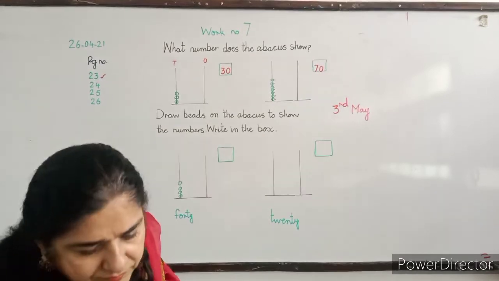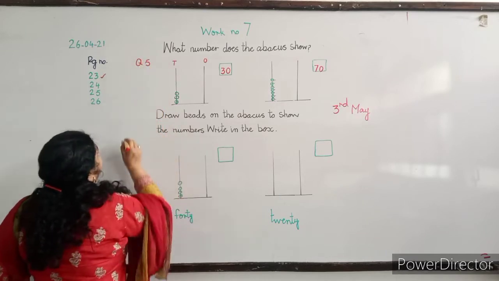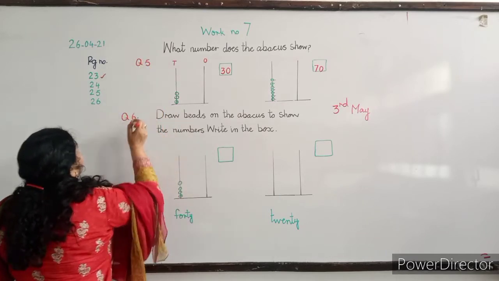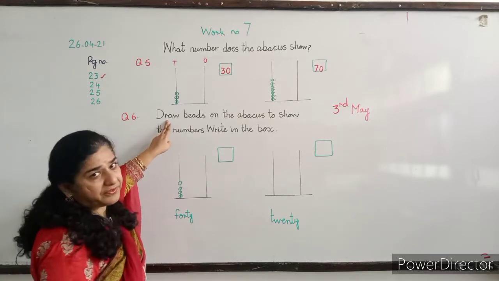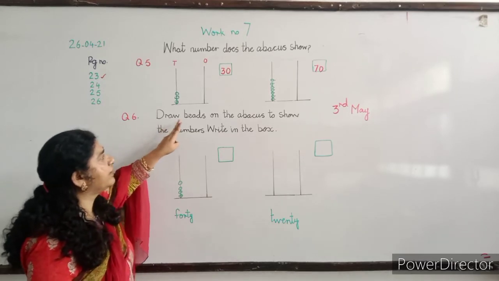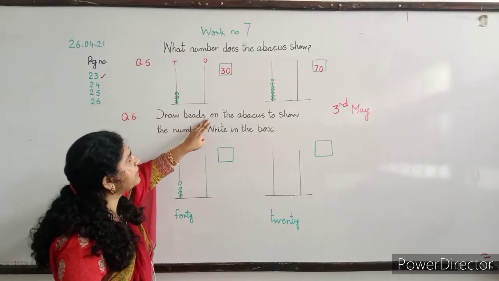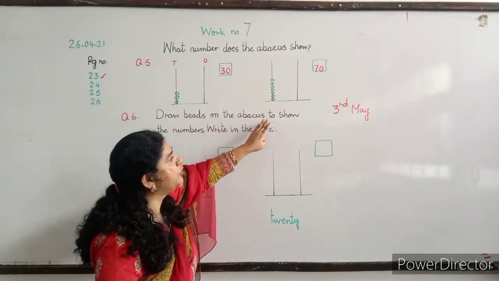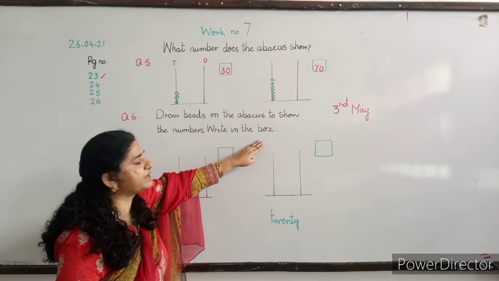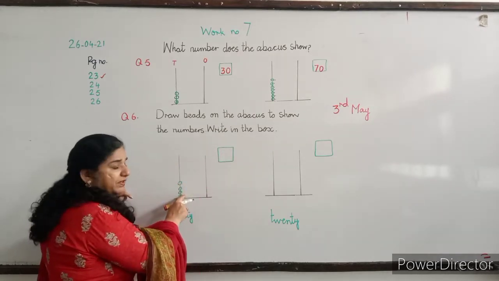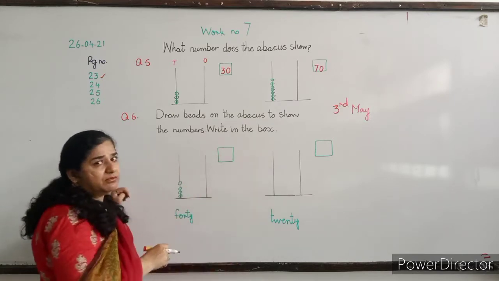That was question number 5. And now it is question number 6. Right? So look here. What is the question? Read it. Draw beads. These are beads. Draw beads on the abacus to show the numbers. Write in the box. First we will draw the beads over here. Right? And then we will write the number in the block.